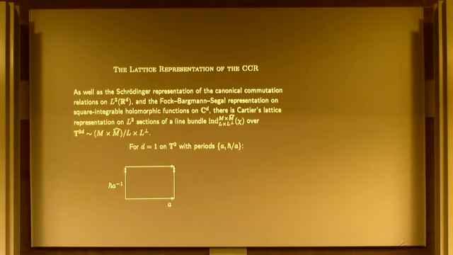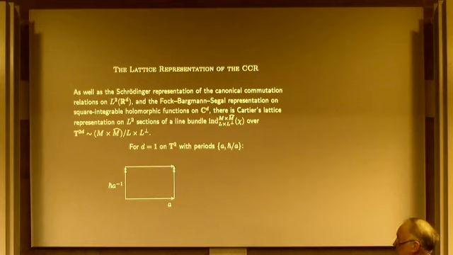Okay, now to motivate the next step, I want to just mention a not so well-known representation of the canonical commutation relations. Normally what people know is the Schrödinger representation as functions on an L2 space, or the Fock-Bargmann-Segal representation on holomorphic functions.